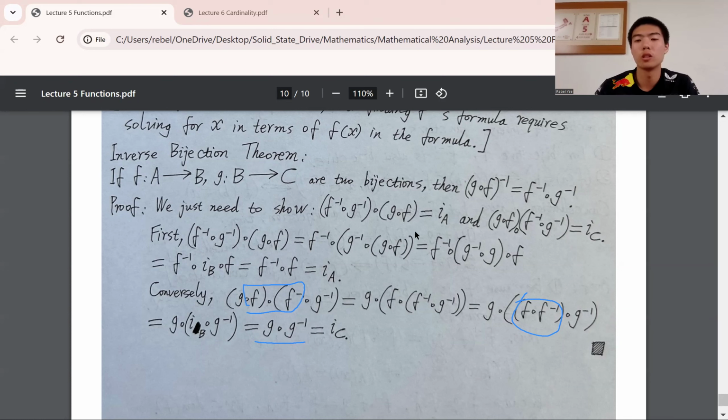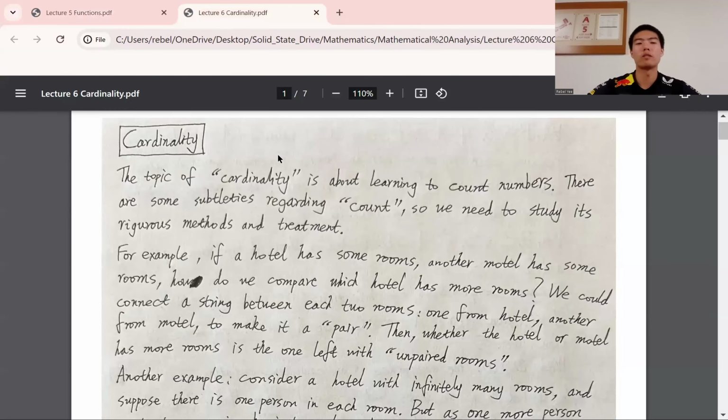So it's IC. These two cases we already proved, this one. All right, so this is what's left over from the function. I'm going to go to cardinality here. By studying cardinality, we're looking into sets. The topic of cardinality is about learning to count numbers, especially when you have many elements in the set. You may want to ask how many elements are in the set, and this is what we are doing.